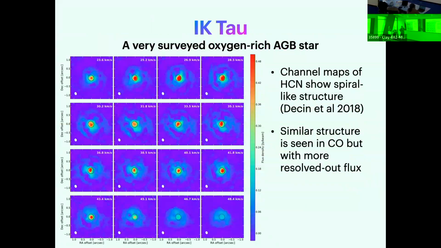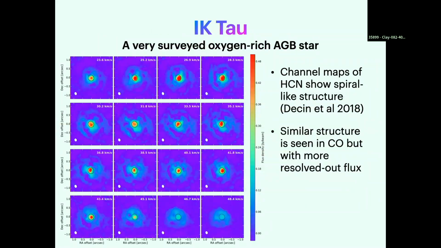This is IK Tau, which has been studied a lot. This plot is from HCN, which I included just because there was already a nice picture of it, but CO looks, broadly speaking, similar with some structures. There's maybe a spiral. It's a bit hard to see in just the channel maps.